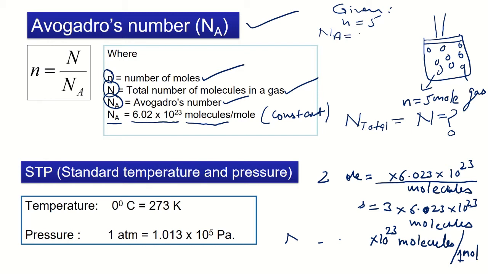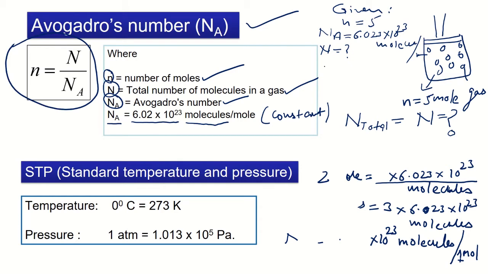The value of Na is 6.023 into 10 to the power 23 molecules per mole, and you have to find the value of the total number of molecules, this N. So by using this formula, we can find the value of the total number of molecules.